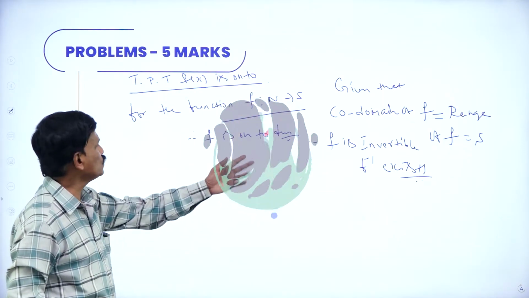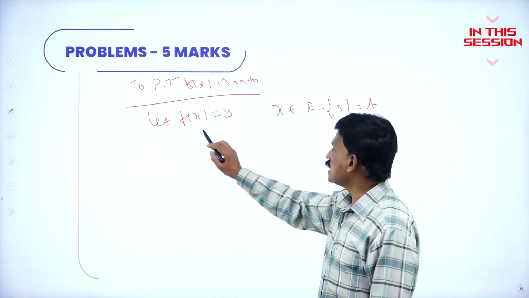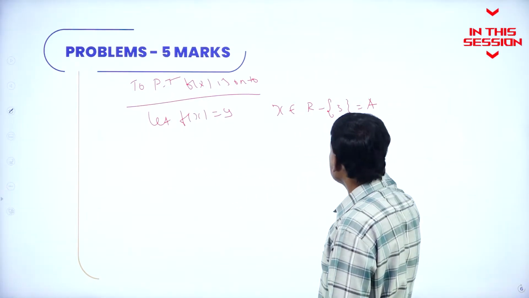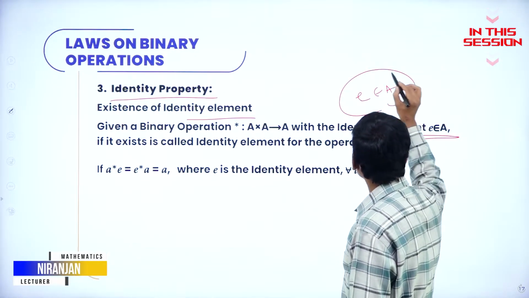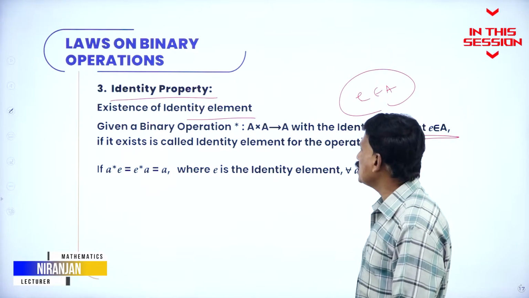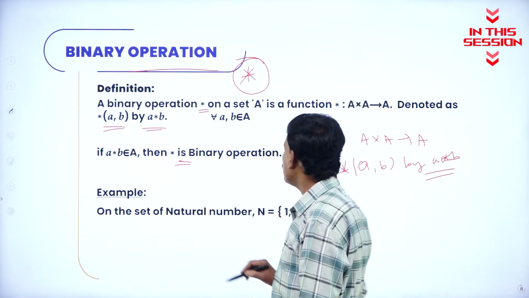f is an onto function, therefore f is an invertible function. So let us consider a function, let f of x is equal to y, where x belongs to R minus 3, that's equal to A. Suppose if e is an identity element which belongs to A, if it exists, it is called an identity element. If a star b belongs to A, then star is a binary operation.